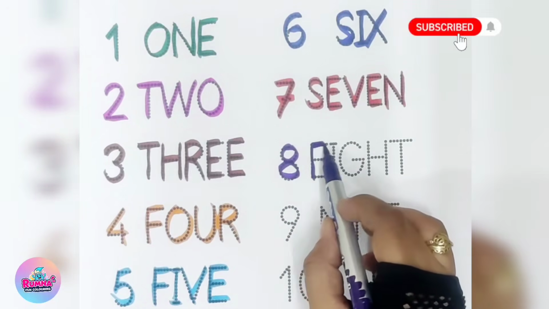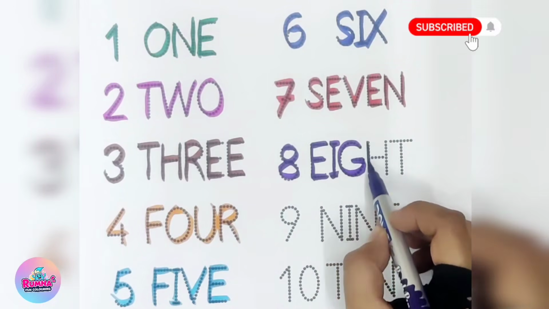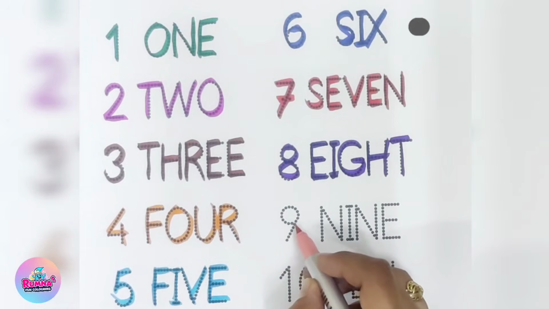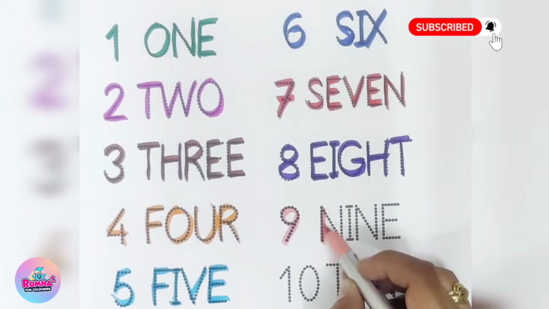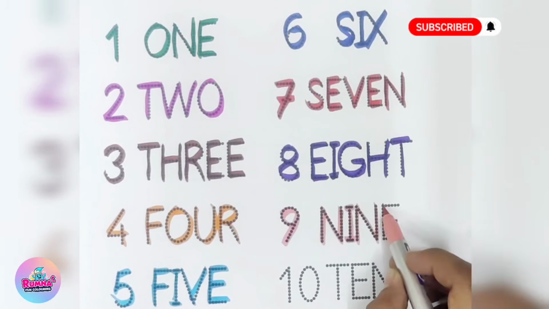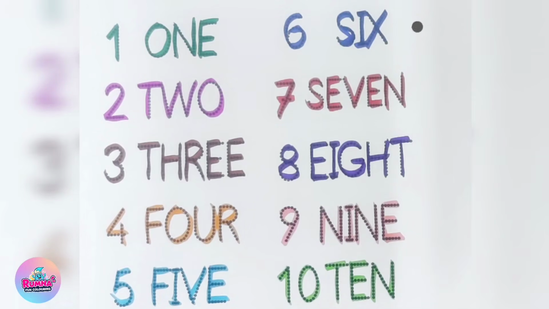Number 8. EIGHT. 8. Number 8. Then we have number 9 with light pink color. NINE. 9. And I hope you all are fine. Then we have the last number, that is number 10, and its spelling is TEN. 10. Yay, we did it.